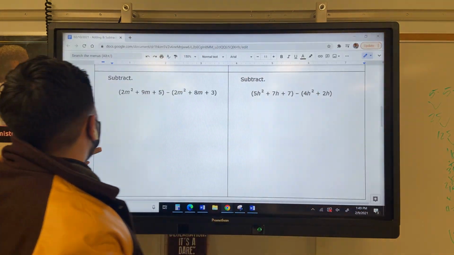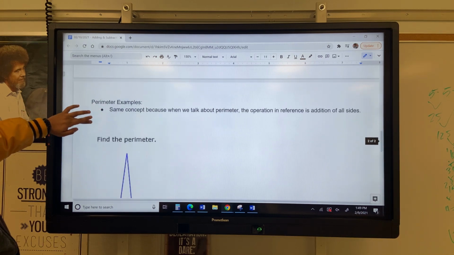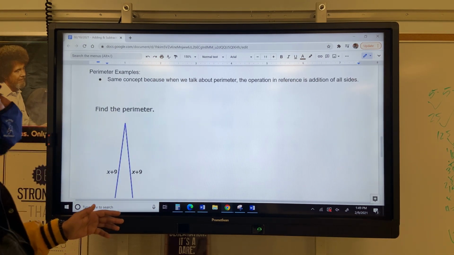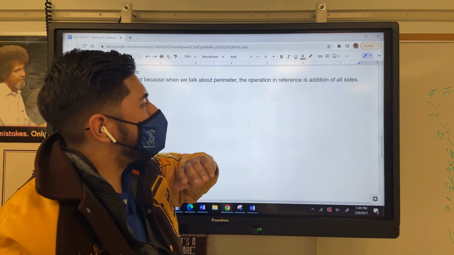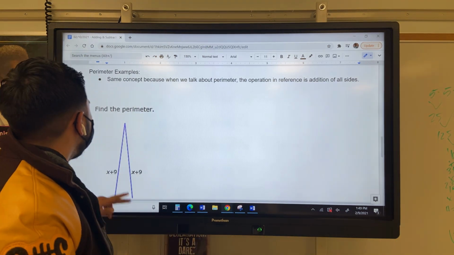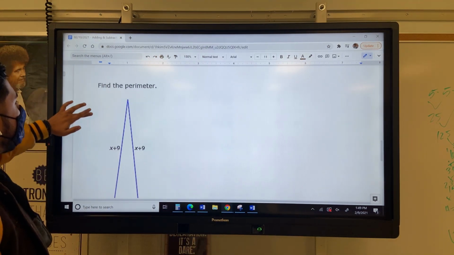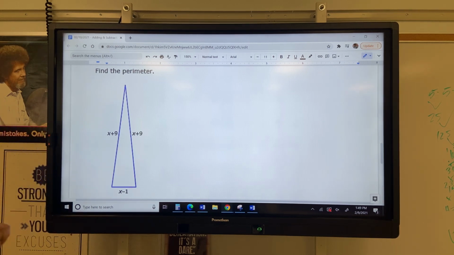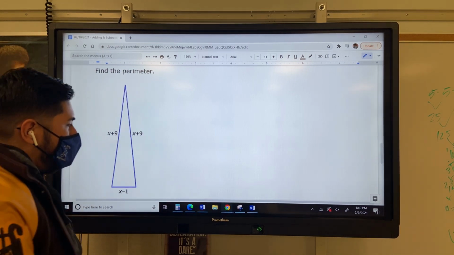Next part is about perimeter. Now, perimeter is the same concept, except we make sure that we know it's adding all the sides. You should have learned that at elementary school. Just kidding. I don't know of elementary, but of course, you should have learned it before coming here. So right here, we can just get all the sides and then add them correctly. Check it out.